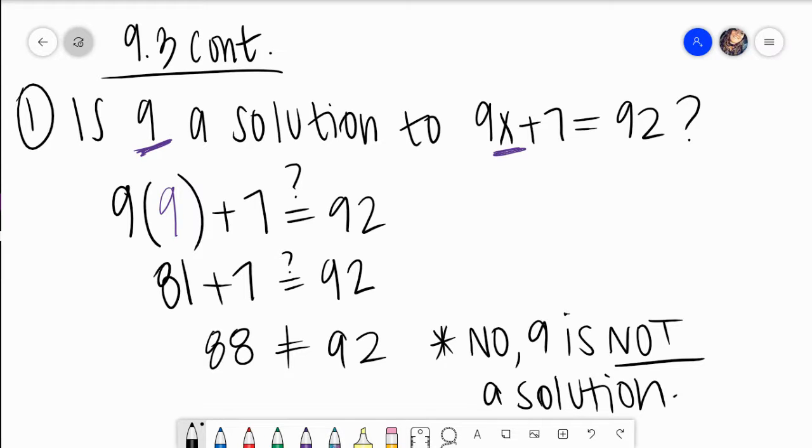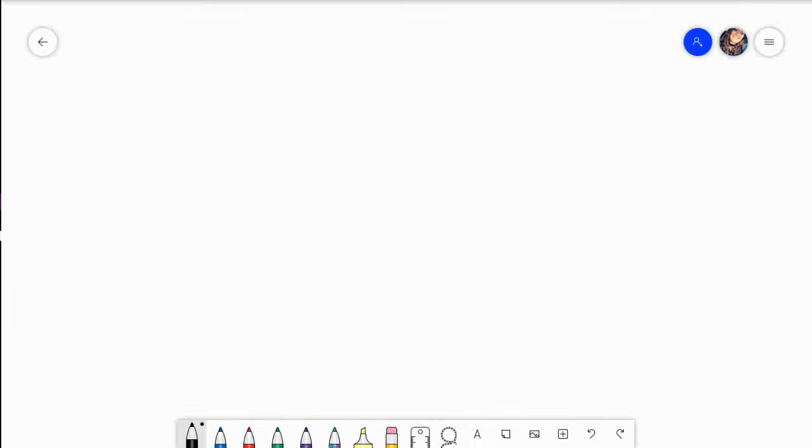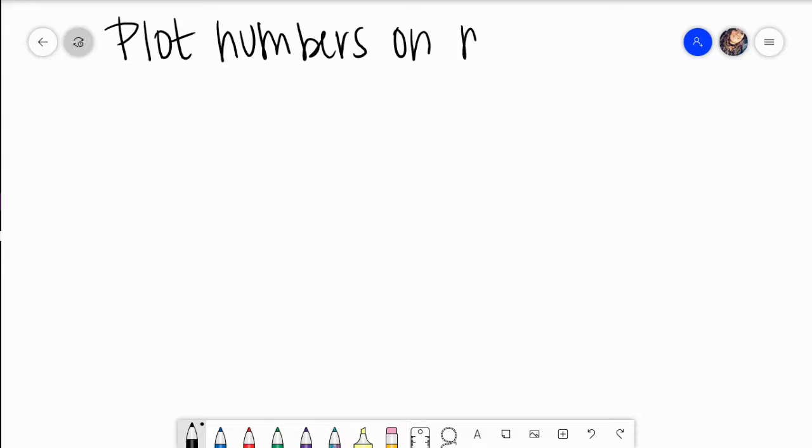Okay, so now we are going to plot numbers on a number line. In the homework, it will already have a few number lines, and it'll go up to a certain amount of numbers depending on what it wants you to plot. It'll look something like this.